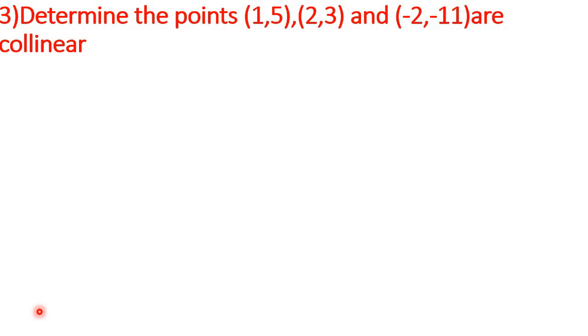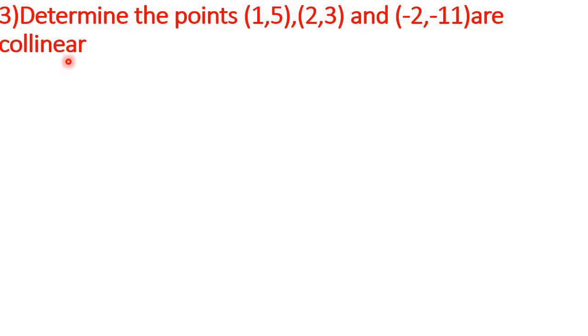In this class, we will discuss exercise 7.1 problem number 3. Determine whether the points (1, 5), (2, 3) and (-2, -11) are collinear. So we have to show that the given points are collinear.